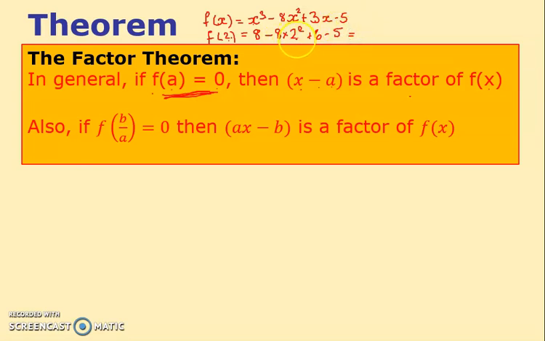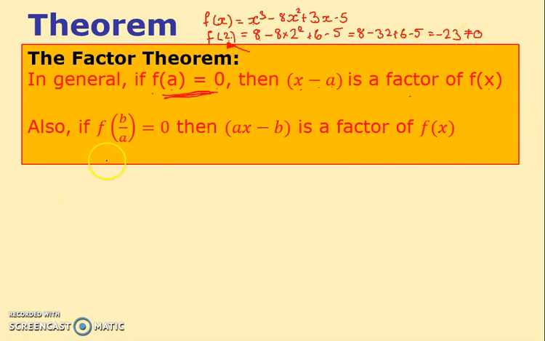Well, I already don't think that is equal to 0. 8 take away, this is 32 if you do it, plus 6 minus 5. That's the equivalent of minus 23. This is not equal to 0, and therefore that doesn't tell me anything about a factor. I need the answer to be 0. So just bear that in mind.